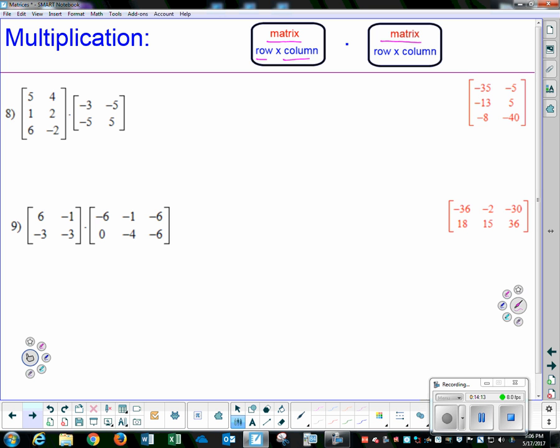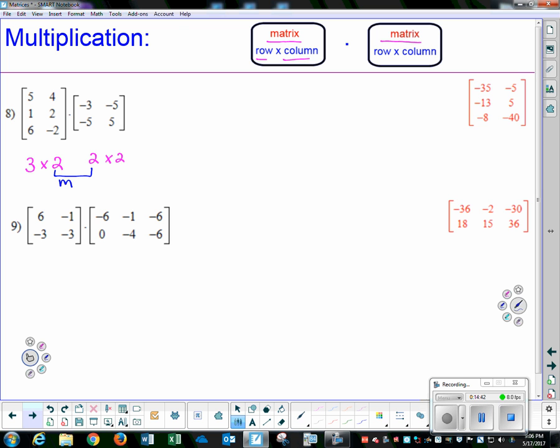All right, so what do you think this would be named? Is it a 2x3 or a 3x2 matrix? You're right, it's a 3x2 because we do rows times columns. 3 rows, 2 columns. This other one is a square matrix. I like those because I can't go wrong. We get a 2x2.